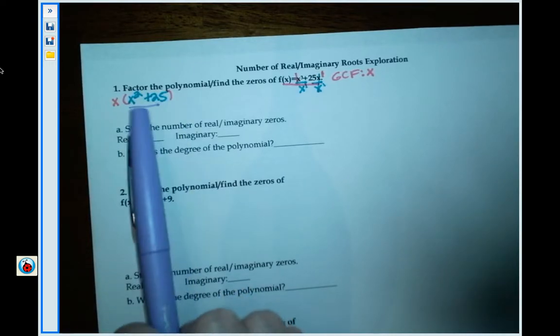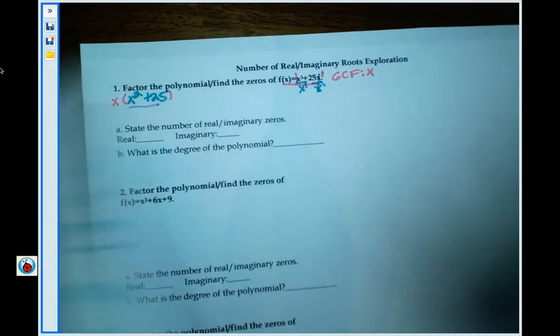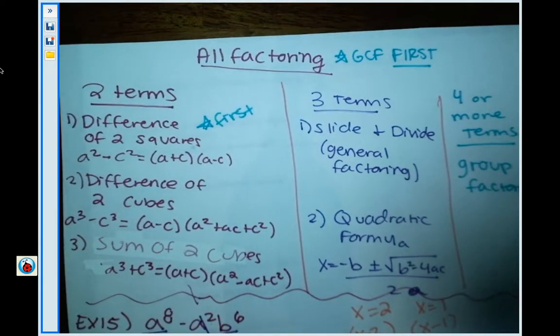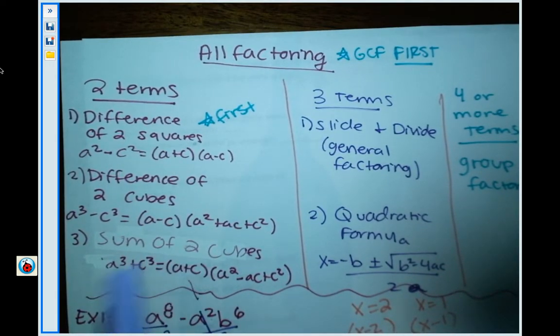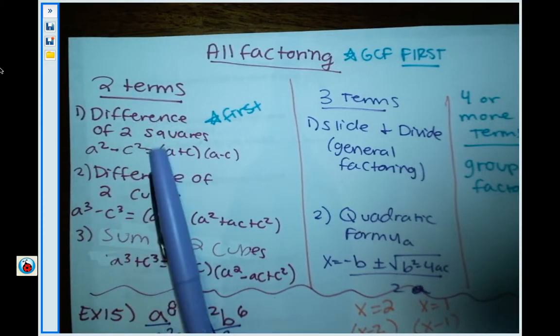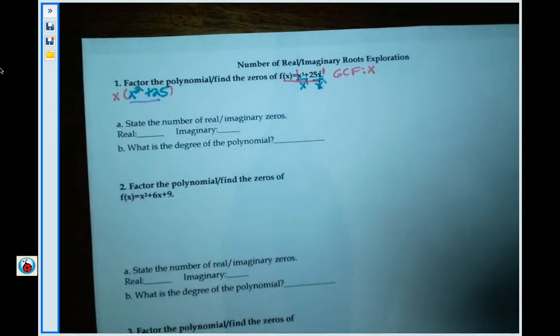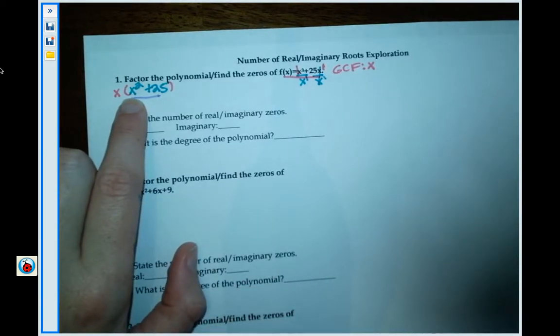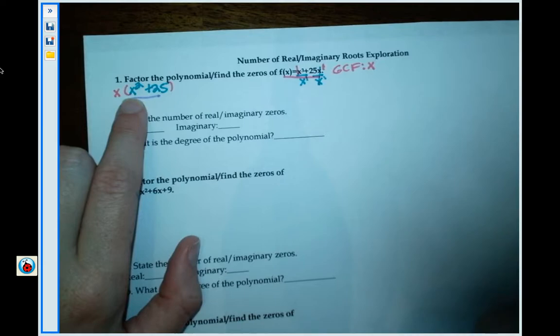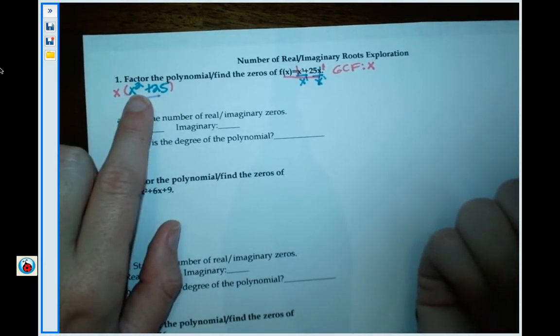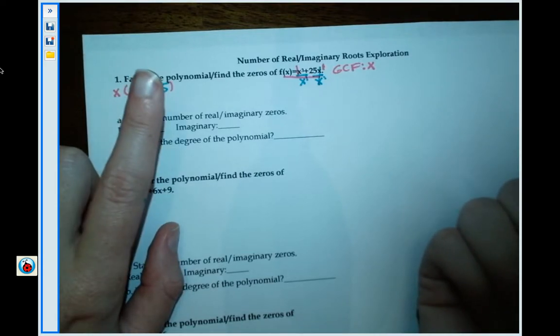Now, we can square root each of these, but be careful. If you see here, there's no such thing as a sum of squares. We've got a difference of squares, but we don't have a sum of squares. So we cannot use any of the factoring techniques. There are several options we can do. Since we have a quadratic, so my highest exponent is 2, we could use the quadratic formula.